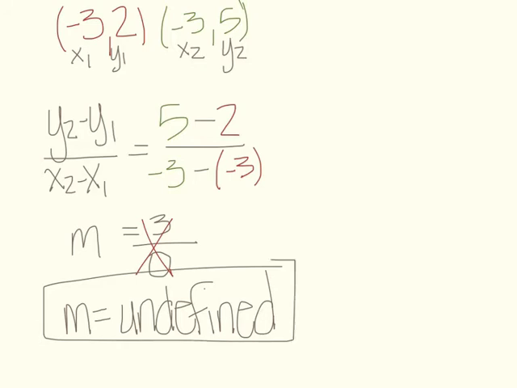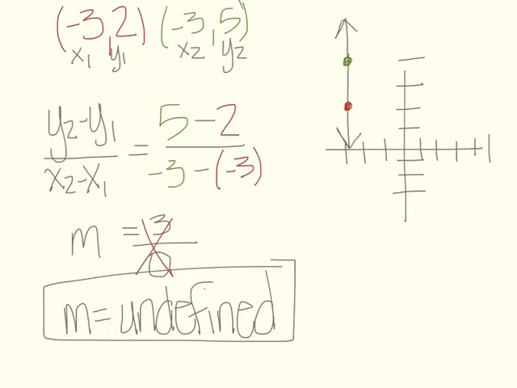So let's see what this would look like if we were to just really quickly sketch this out. Okay, so our first point right here, when x is negative 3, y is 2. And our second point, when x is negative 3, y is 5. Sorry, I didn't look at my points before I drew my picture here. When x is negative 3, y is 5. And so our line is actually a vertical line.